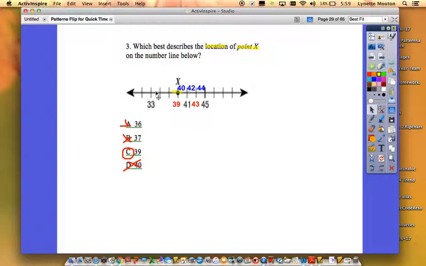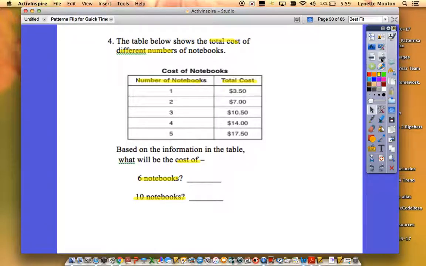35, we wouldn't see 34 and 33. So it does work in both directions, so that would be our answer. The next one is an example of a table. And you can have a table that goes in different directions. This one happens to go across.